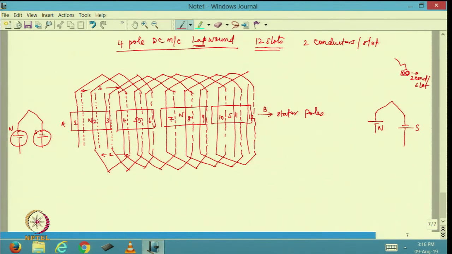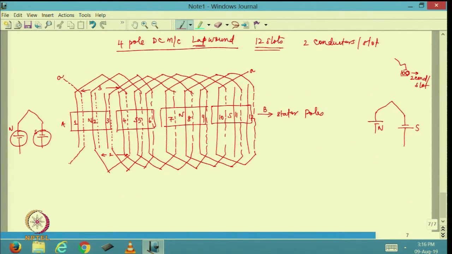13 is actually 1 because it is folding back, right. So, from 10 it will go to 13. So, I should say 1, the backward conductor. So, if I call this A, this should also be A.